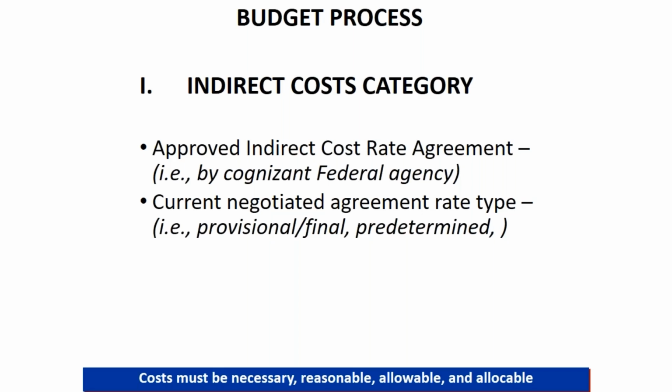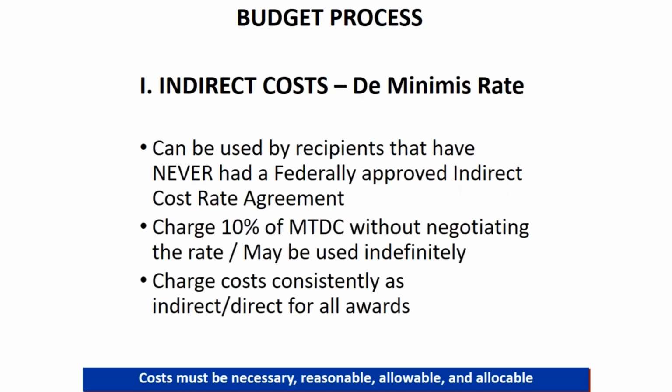Now, there are several types of rates that DOJ currently uses, to include the provisional rate, final, predetermined, fixed.